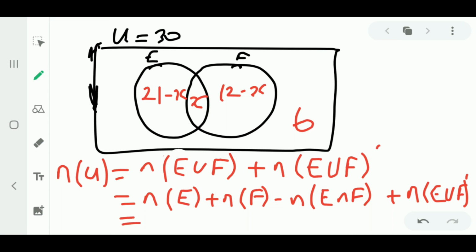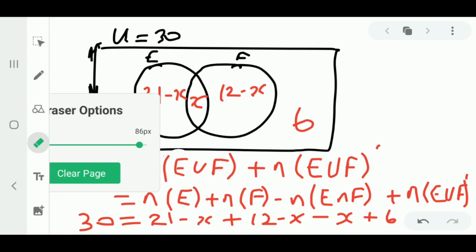So N of E is 21 minus X. N of F is 12 minus X, minus the intersection X, plus 6. N of U was 30. So now all we would need to do is group like terms and solve for X. So it would be 30 minus 21 minus 12 minus 6 is equal to minus X plus X minus X.